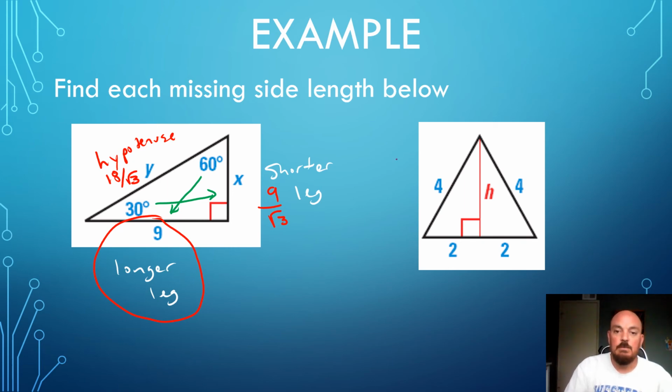If I look at my sides, I have a 4 here, I have a 4 here, and if I add this up, 2 plus 2 is 4 here. So what I have is an equilateral triangle. In an equilateral triangle, the sides are equal and the angles are equal. There are 3 angles in a triangle. 180 divided by 3 is 60. So each one of these angles becomes 60 degrees.